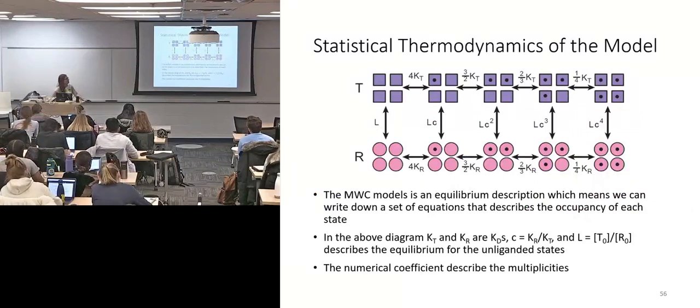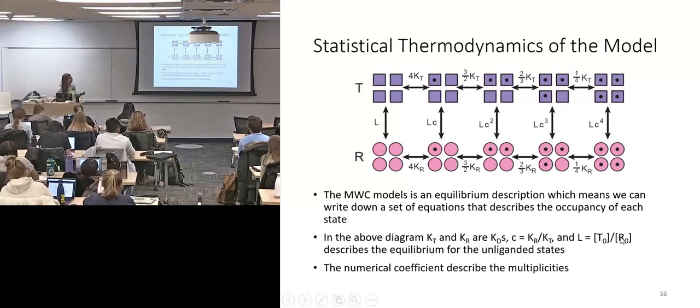So this concerted model is an equilibrium description. You could write a set of equations describing the occupancy of every single state. And as each one adds onto it, you could have separate equilibrium constants, Kt and Kr, which would be Kds for the two different states. C here is a ratio of these two constants. L here is given by the concentration of the T state versus the concentration of the R state. The coefficients are the multiplicities. I won't ask you any questions about this.